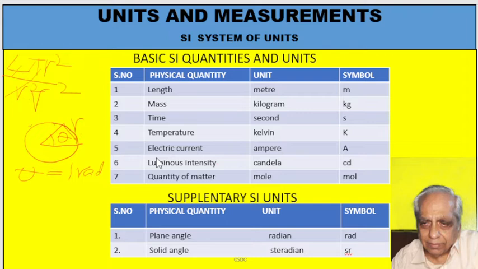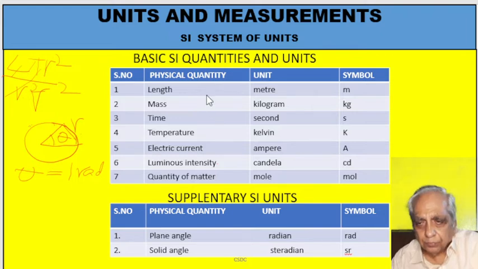Quantity of matter, mole. You know, we have studied in chemistry what is 1 mole. 1 mole means number of molecules, ions, or any other thing equal to Avogadro's number. Avogadro's number means total number of atoms that are present in 12 gram of carbon. So that number you know is 6.02 multiplied by 10 raised to 23.